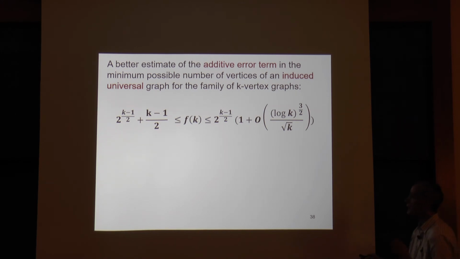If you look at this f of k, I want to insist again on the minimum possible size of a graph that contains every k-vertex graph as an induced subgraph. The lower bound is what is written here. If you do the computation carefully, it's a little bit more than 2 to the (k minus 1) over 2. You can get plus (k minus 1) over 2. I don't know how to add plus 1 here. And then there is the upper bound, which is this. And maybe the additive term can be improved? The lower bound, as I said, comes from the counting.